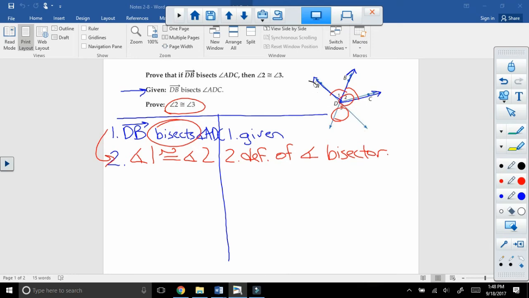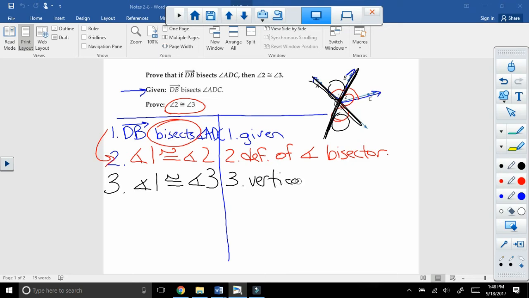So if I look at this picture, do you notice I have a couple of straight lines here? And I have these two angles, 1 and 3. Those angles there are vertical angles. So what I can do next is I can say that angle 1 is congruent to angle 3. And my reason here is these are vertical angles. So I'm going to write down that this is the vertical angles theorem.